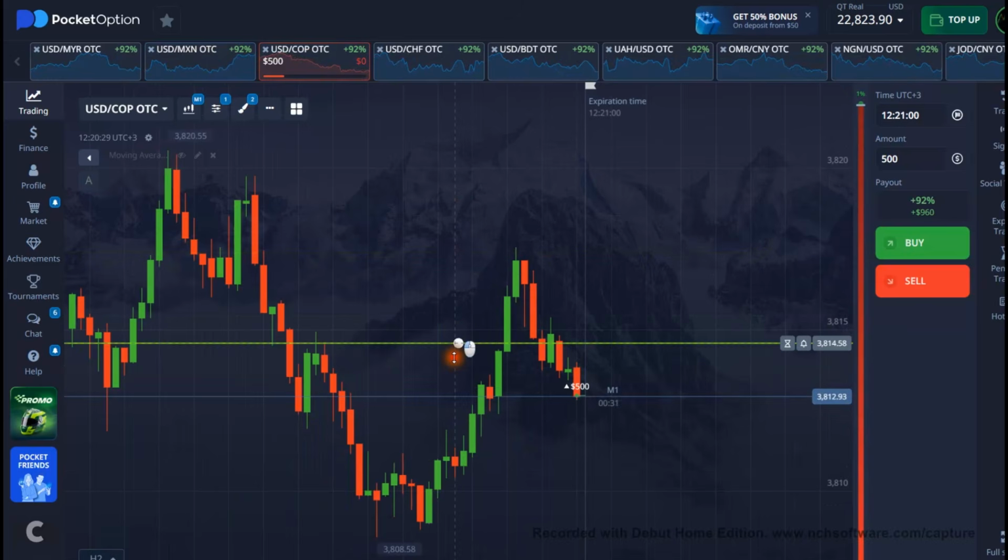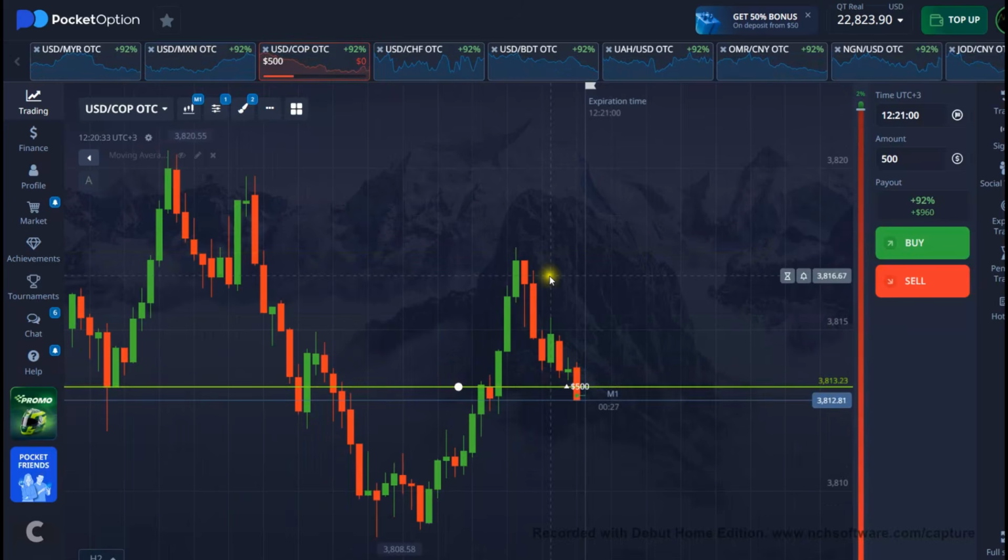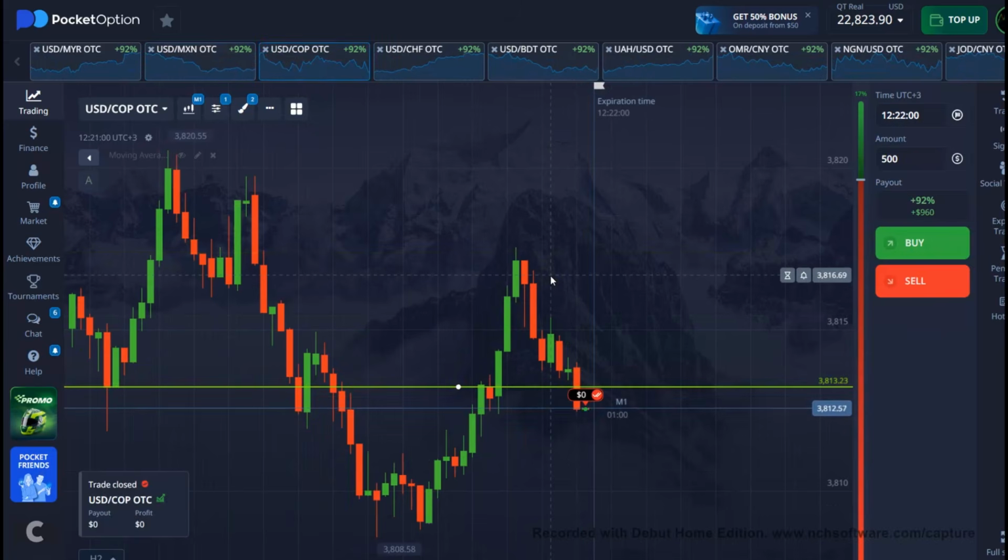So we have this demand area right here. The market came to our demand area and I took a trade. We also have a double bottom down below. Okay, looks like we are going to lose this one. Okay, let's wait and see. Okay, that was a loss. So that was a losing trade.